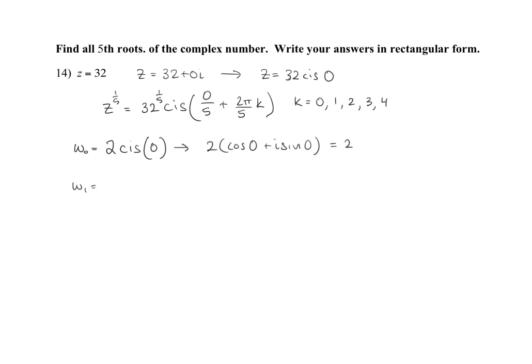When k is equal to 1, we have 2 times the cosine plus i sine of 0 divided by 5, which is 0, plus 2 pi fifths.